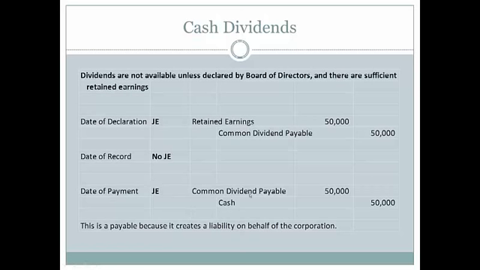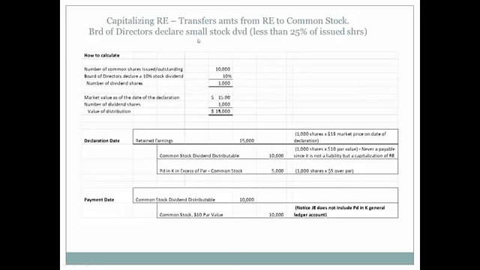So we're going to debit common dividend payable. So we're going to establish the liability, and then now we're going to debit the liability and essentially say that the liability has been paid, credit cash for the amount of the cash payment out associated with the dividend. And again, this is a payable because it creates a liability on behalf of the corporation, and we're going to contrast it now with a stock dividend.